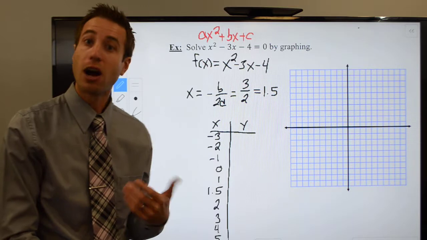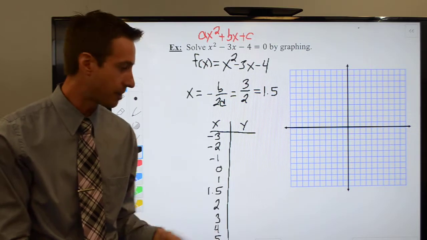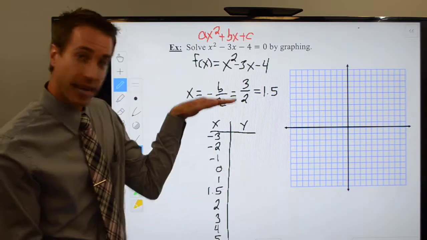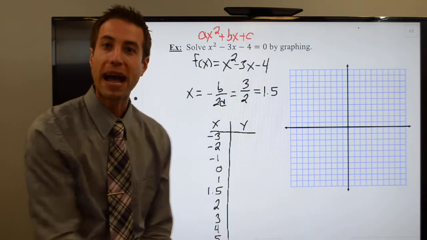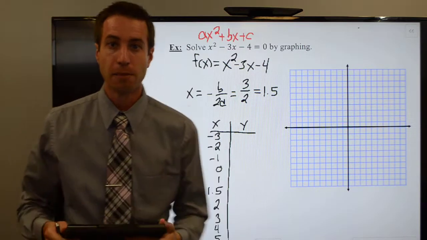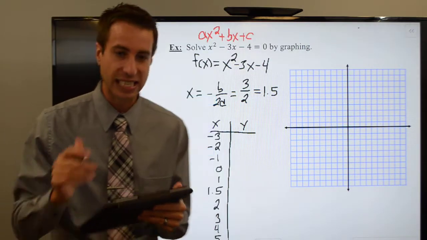0 and 3 are going to have the same y value. -1 and 4, same. -2 and 5, same y value. So once you find either the top half or the bottom half, you just go back and fill in the rest of the chart. That's how you get that nice symmetric parabola. I'll show you when we graph it. Let's go ahead and jump right into doing these.